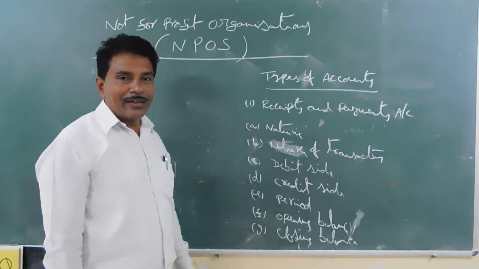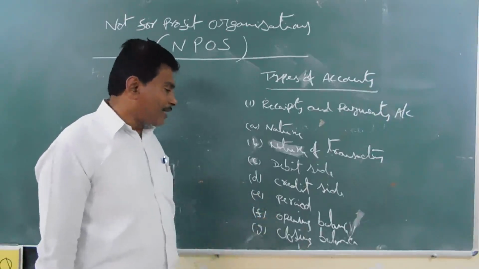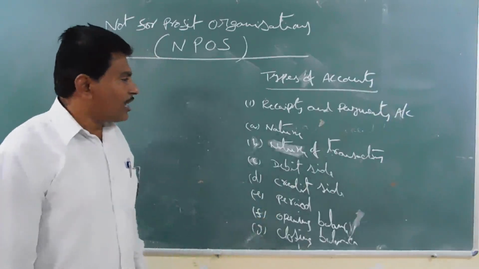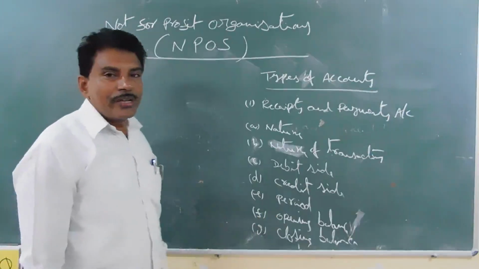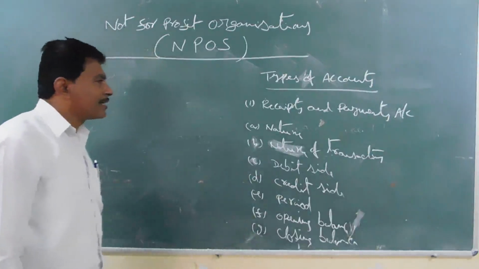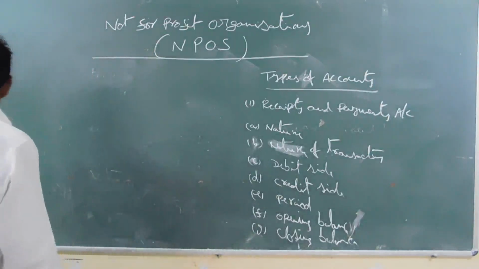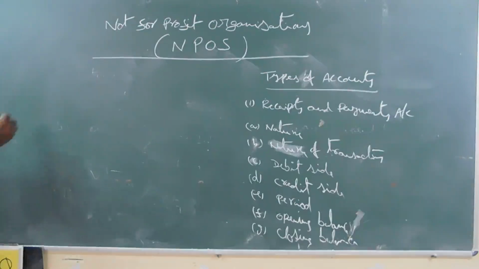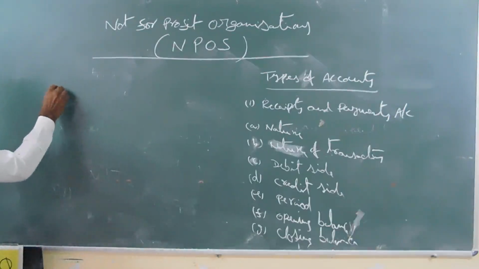as the last item on the credit side. So after that, this balance must be totaled. So these are the features of the receipts and payments account. Now let us look at the next type of account, income and expenditure account.